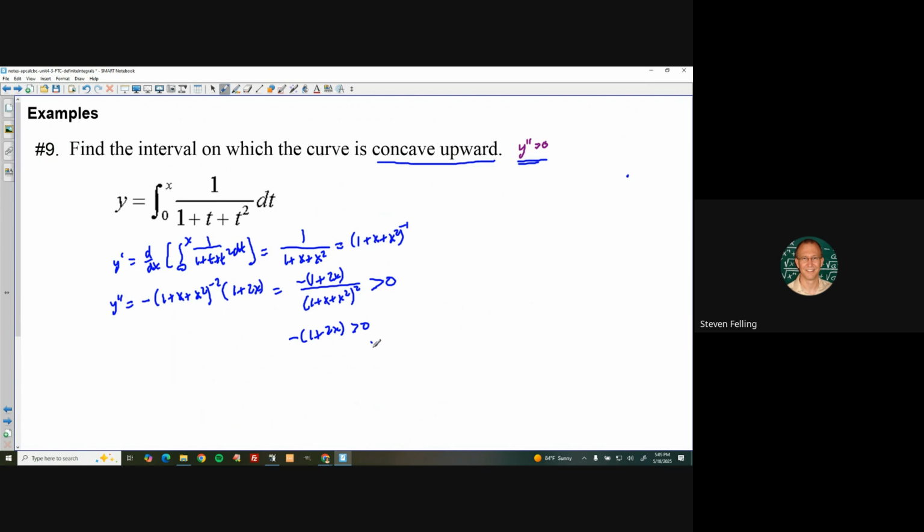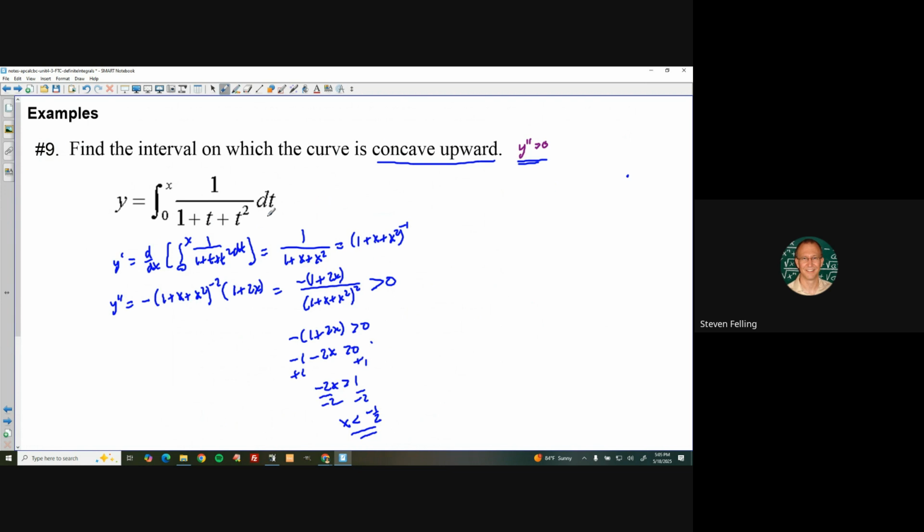Right? So, let's see. Negative 2x greater than 0. We could divide both sides by negative 2, which would be x, and this is 0. But remember, whenever you multiply or divide an inequality by a negative, you have to change the direction. So it looks like any x that is less than 0 will make this numerator positive, which will make this whole second derivative positive, which will mean that the function is concave upward.